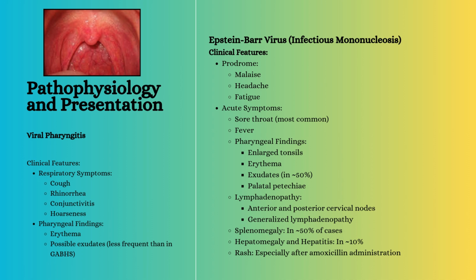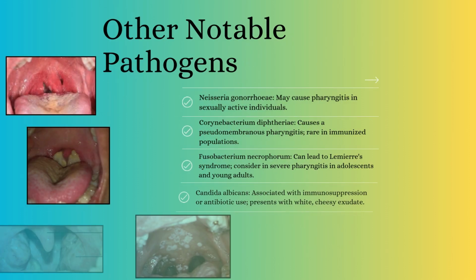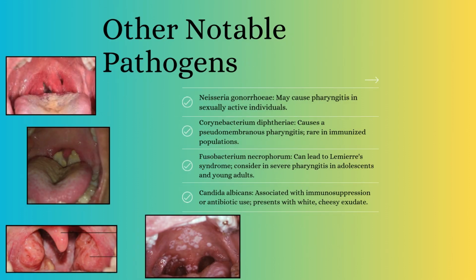Other notable pathogens: Neisseria gonorrhoeae may cause pharyngitis in sexually active individuals. Corynebacterium diphtheriae causes a pseudomembranous pharyngitis, rare in immunized populations. Fusobacterium necrophorum can lead to Lemierre's syndrome, consider in severe pharyngitis in adolescents and young adults. Candida albicans, associated with immunosuppression or antibiotic use.